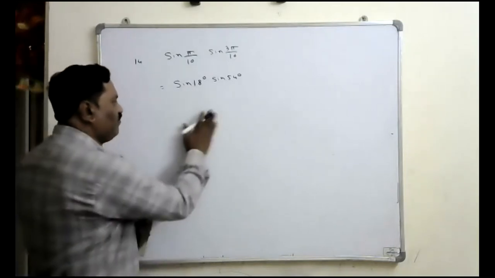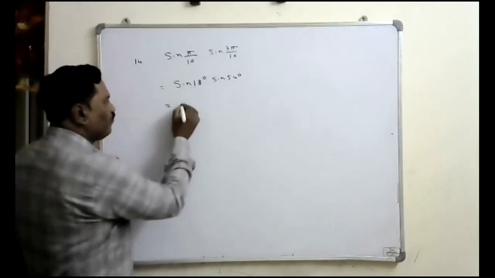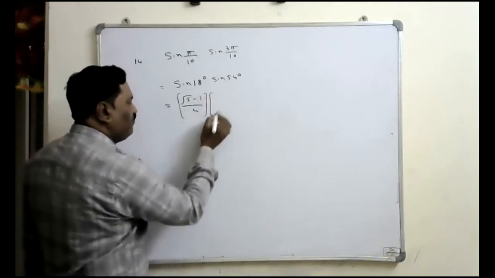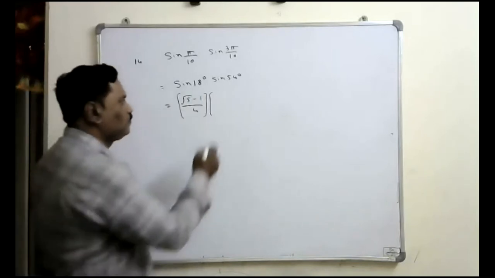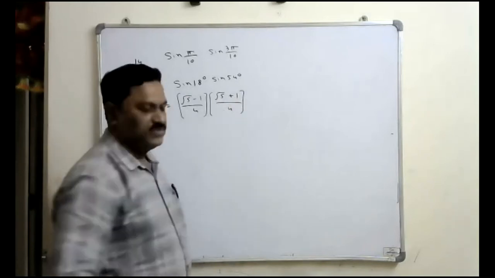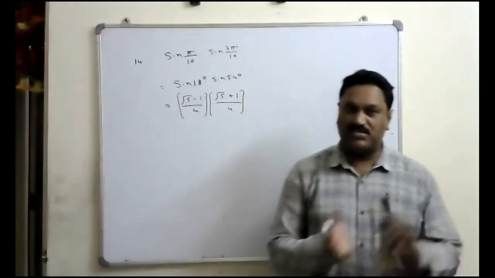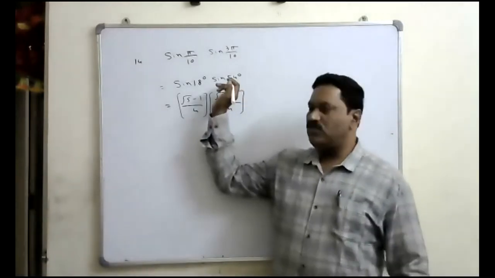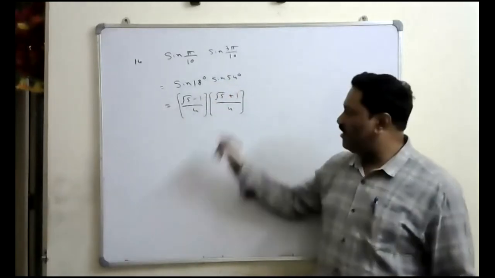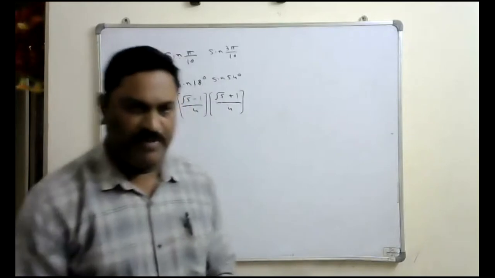Just now I gave the value for this. What is the value of sine 18? Root 5 minus 1 by 4. Good. Into what is the value of sine 54? No, sine 54, not cos 54. Sine 54 is also equivalent to cos 36, since 54 can be written as 90 minus 36. So sine 54 is nothing but cos 36. The value of cos 36 is root 5 plus 1 by 4. If you know these values, only then can we simplify this problem.